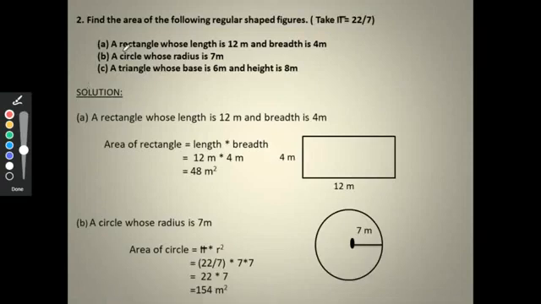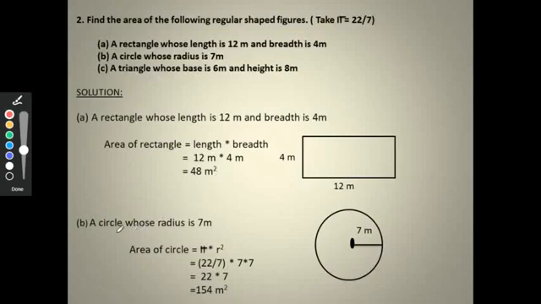So first we will find the area of the rectangle whose length is 12 meter and breadth is 4 meter. So here I have a rectangle with length 12 meter and breadth 4 meter. So area of rectangle is equal to length into breadth. The length is 12 meter and the breadth is 4 meter. So 12 meter into 4 meter. 12 fours are 48 and meter into meter is meter square. So area of rectangle is equal to 48 meter square.